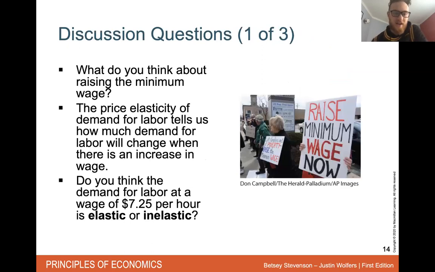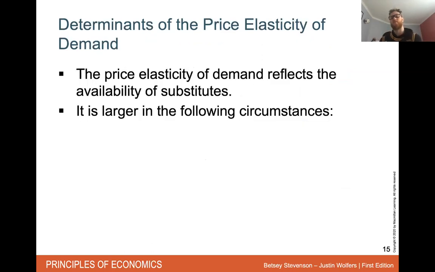Discussion questions. What do you think about raising the minimum wage? The price elasticity of demand for labor tells us how much demand for labor will change when there's an increase in price. Do you think that demand for labor at a wage of $7.25 per hour is elastic or inelastic? I'm going to skip the discussion questions because this isn't a live lecture.